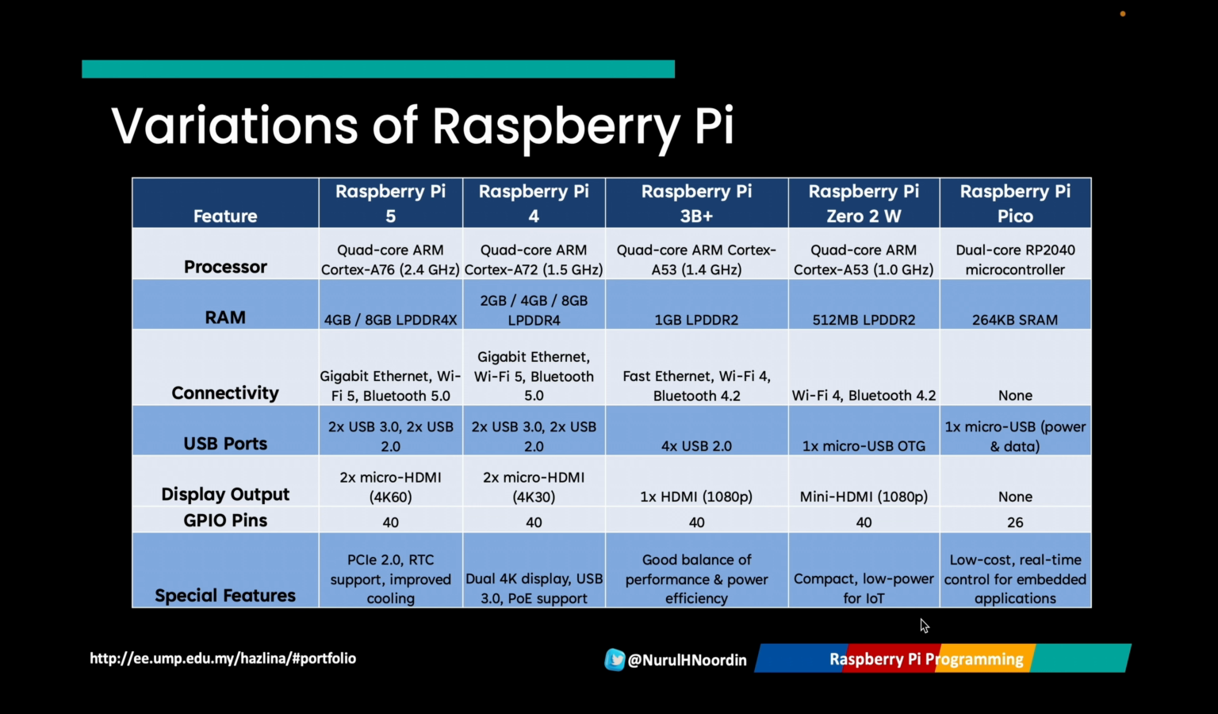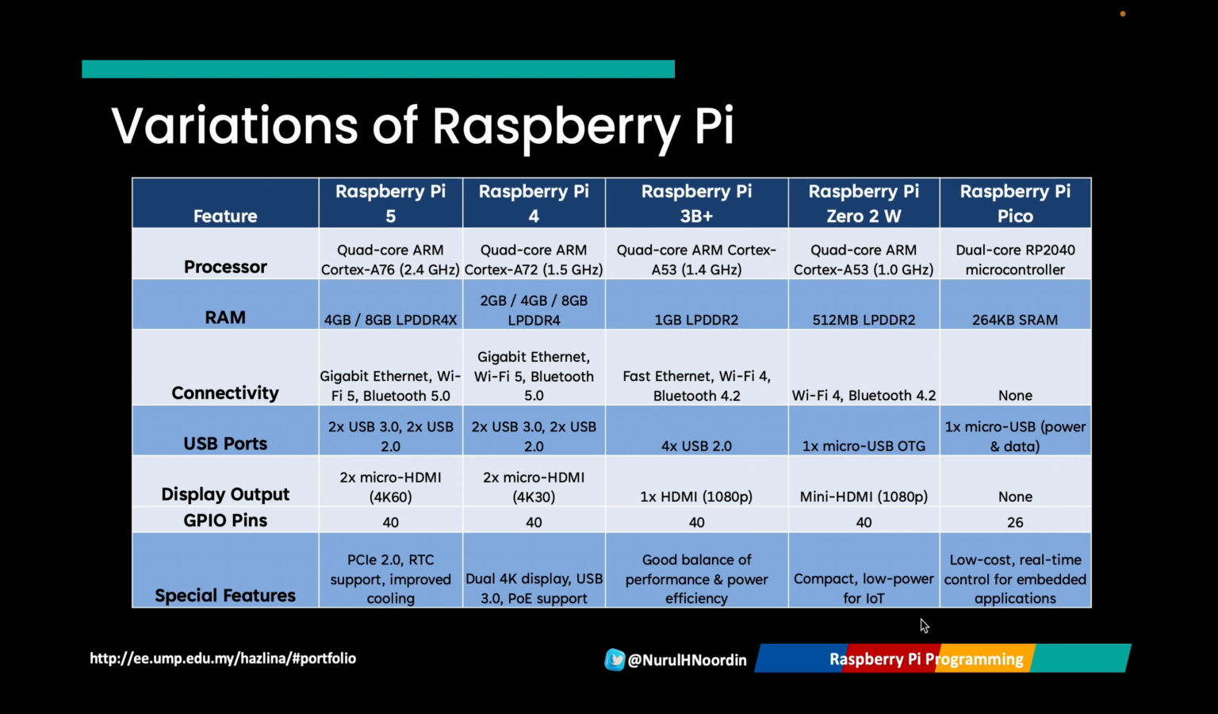Now, let's have a look into each one's special features. Each model has unique strengths. The Raspberry Pi 4 supports dual 4K displays, making it a powerful mini computer. The Raspberry Pi 3B Plus is a great all-rounder for IoT and robotics projects. The Raspberry Pi Zero is ultra-compact and power-efficient, perfect for portable applications. The Raspberry Pi Pico is a microcontroller designed for embedded systems and hardware control. The choice of Raspberry Pi depends on project requirements.